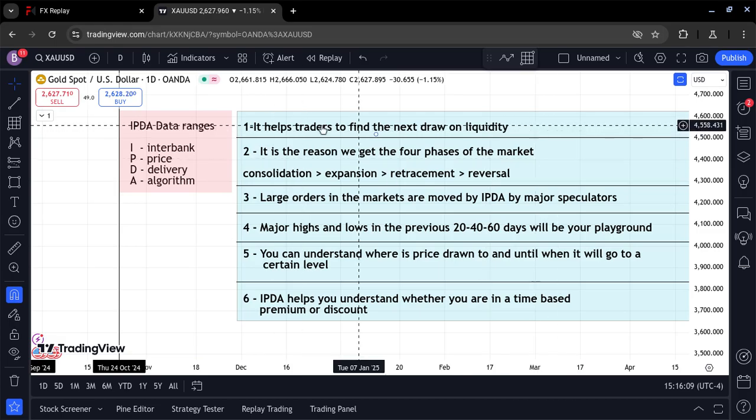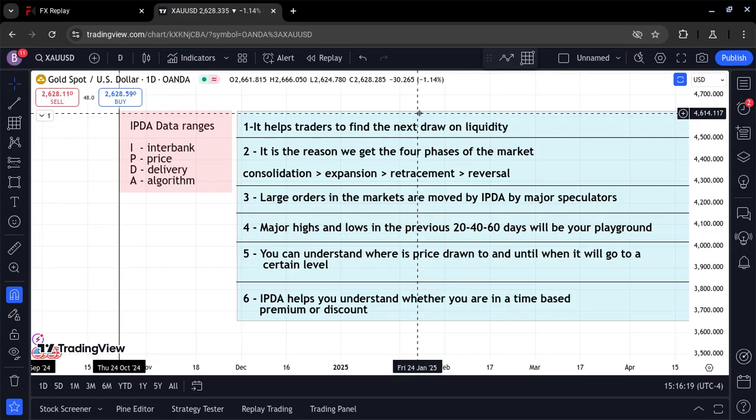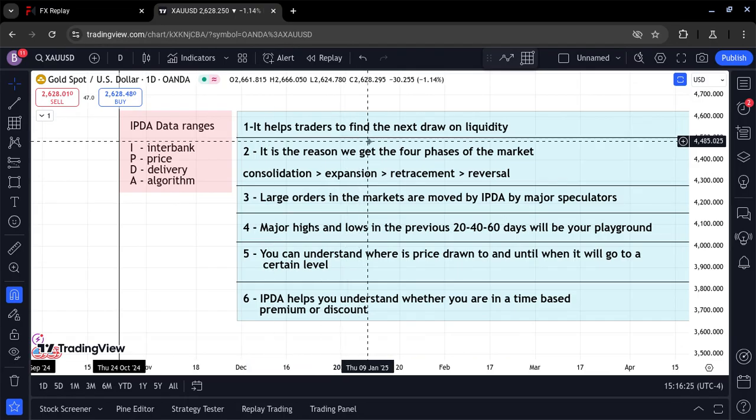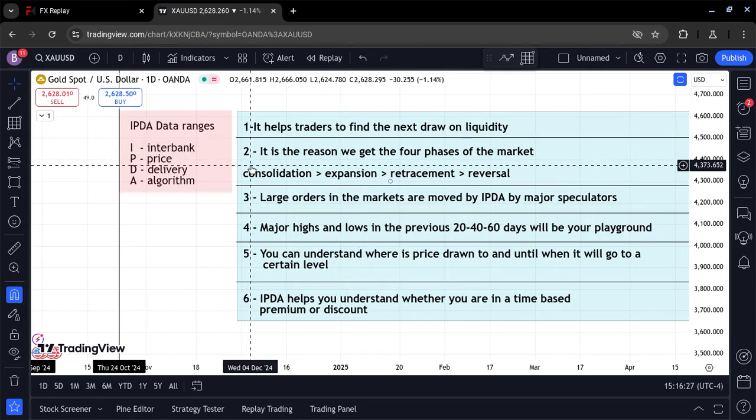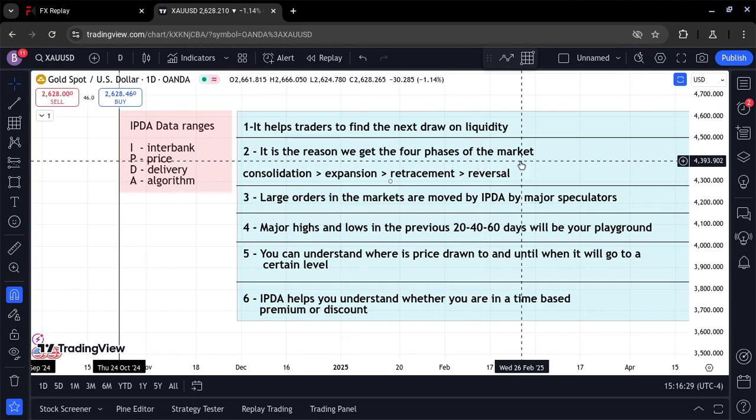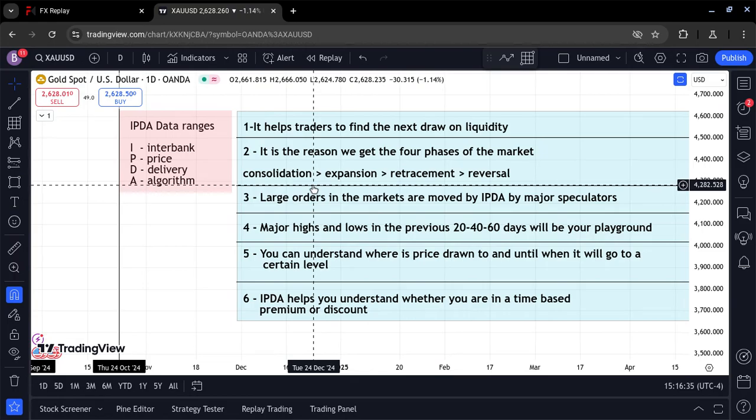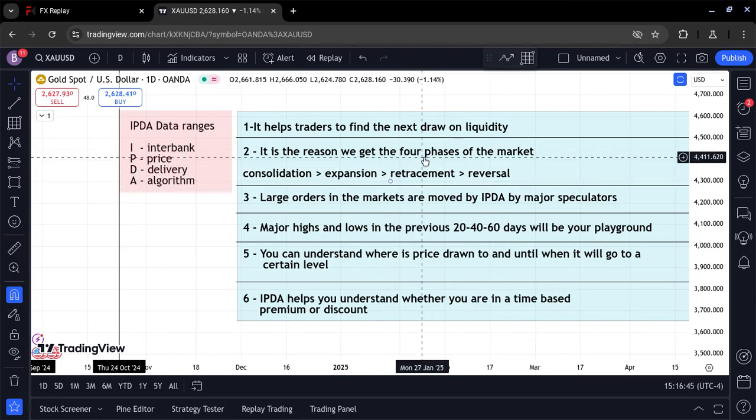So in this box over here, number 1, it helps traders to find the next draw on liquidity. So the whole idea and concept of you being confused about the next draw on liquidity, major draw on liquidity, of course, it's answered in this. Second, it is the reason we get the 4 phases of the market. If you studied ICT, you would know. First is always consolidation, guys. Next comes expansion, the retracement, and the reversal. This is the whole market, right?